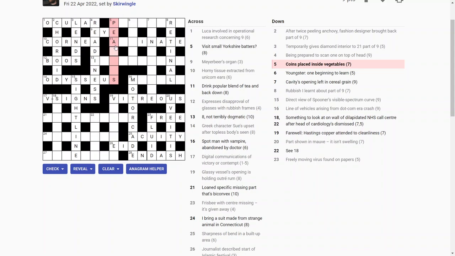So it could be, or the A could be here. Posata. Oh, posata. Did I say that earlier, that set is a word that means placed? So it's set inside peas. That's it. And pesetas is the old currency of Spain. It used to be about 240 to the pound. Terribly dogmatic. Retinal. Oh, I see. It's an anagram of retinal and not, I think. Terribly being the anagram indicator.